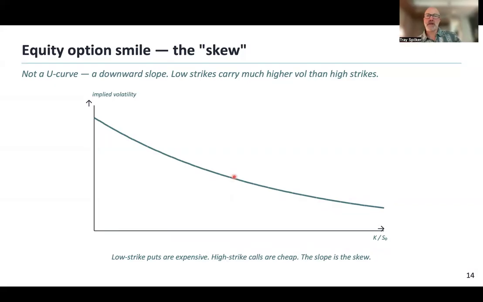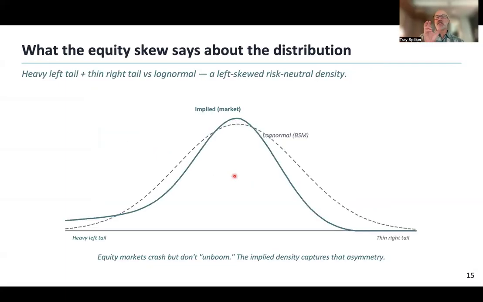So we call this a skew, or sometimes we call it a smirk, right? It looks like an emoji smirk face. It's the dominant pattern in single stock and equity index options since the 1987 crash. So before 87, the equity options actually had a smile that looked closer to the FX smile. It was more symmetric. But after Black Monday, the skew emerged and never went away. And we're going to see the three main reasons for this in a minute. But first, I want to show you what the distribution of underlying prices looks like here.